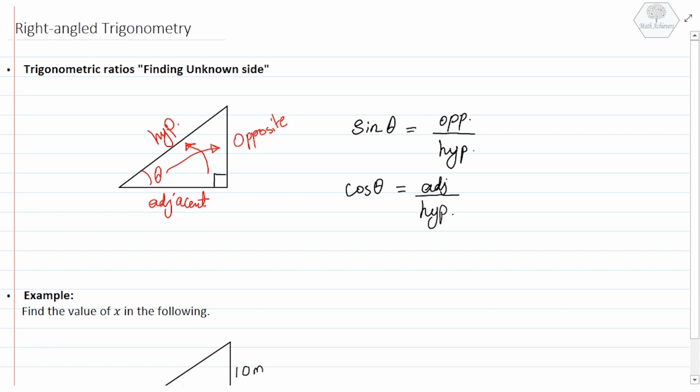And the third ratio we have to know is tan theta. This is equal to the opposite over the adjacent. Now let's see an example.